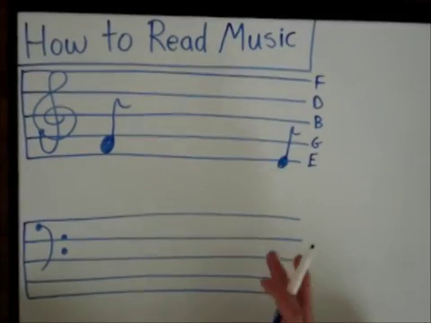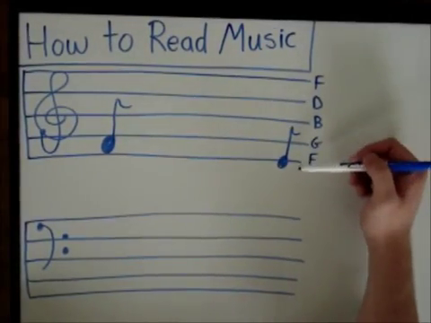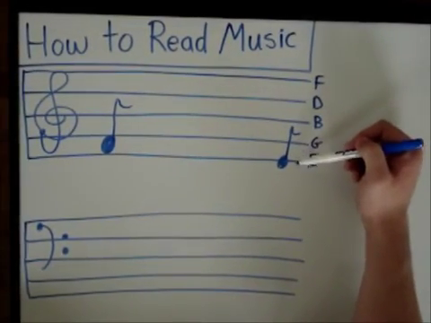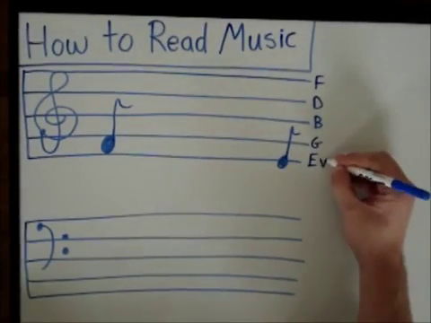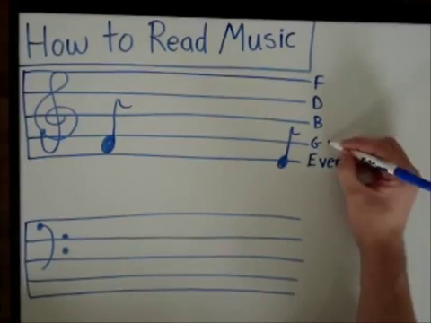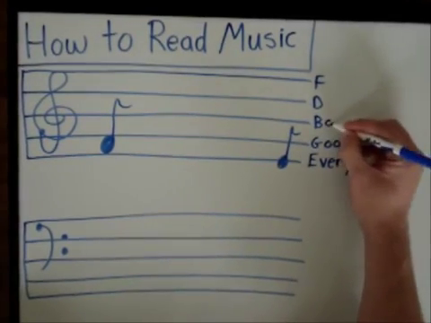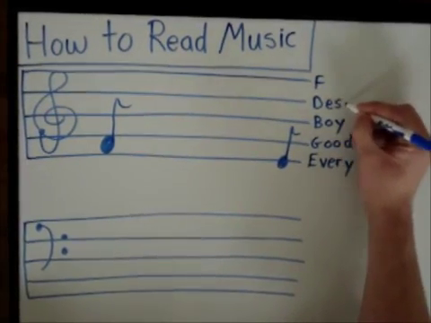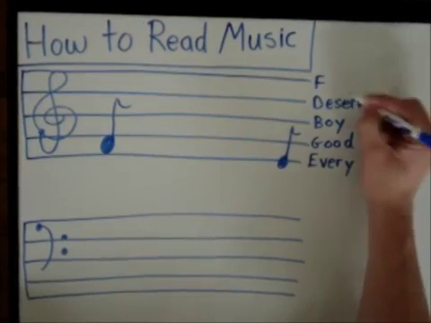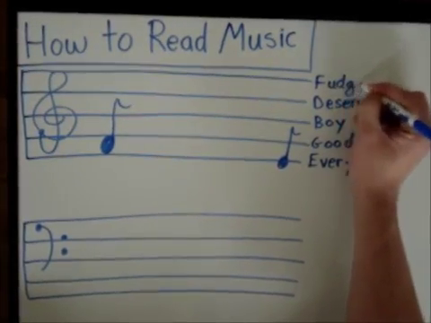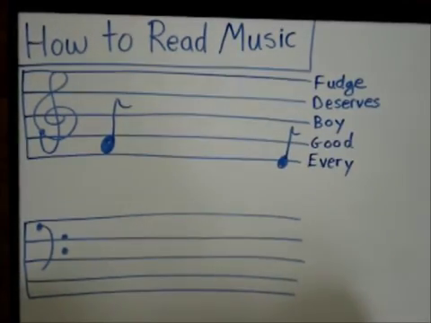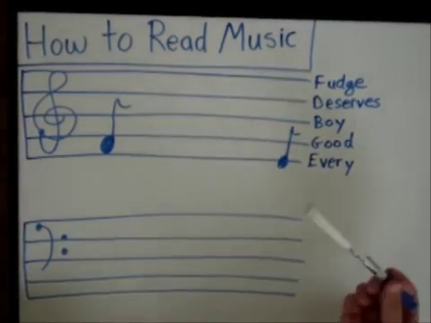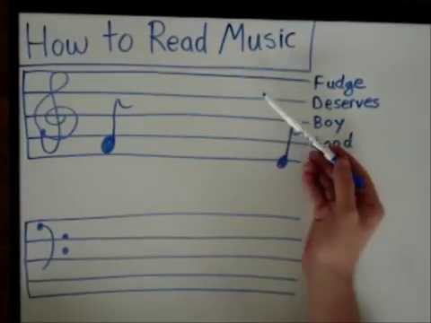And an easy way to remember these lines, E, G, B, D, F, and what they represent, is by this little mnemonic. Every good boy deserves fudge. Every good boy deserves fudge. And that's an easy way to remember what these lines are representing.